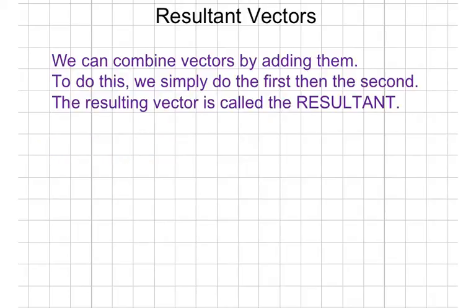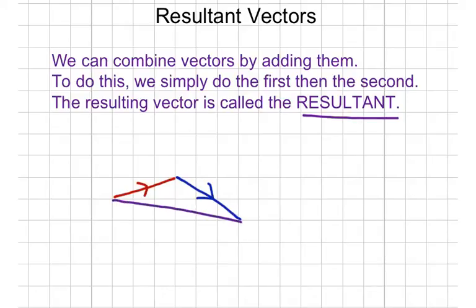So all we do to combine two vectors by adding is draw one vector and then draw the second one that starts from where the first one finishes. The resulting vector is called the resultant vector. So we draw one vector, and then to do the next one we start from where the previous one finished, and then from the very beginning to the very end gives us our resultant.